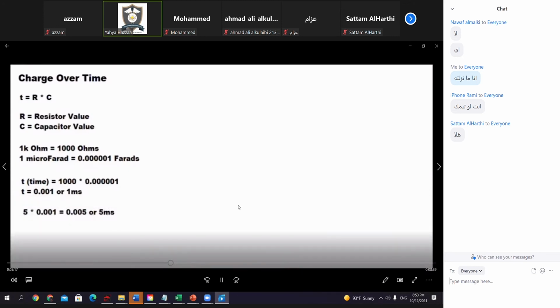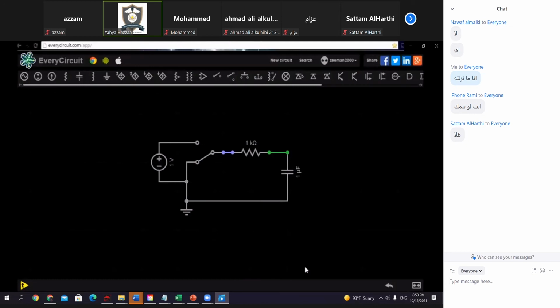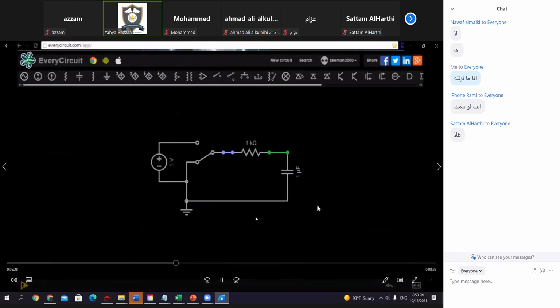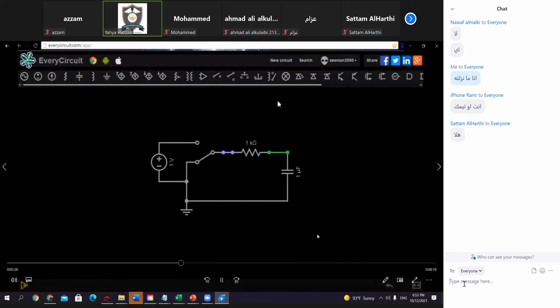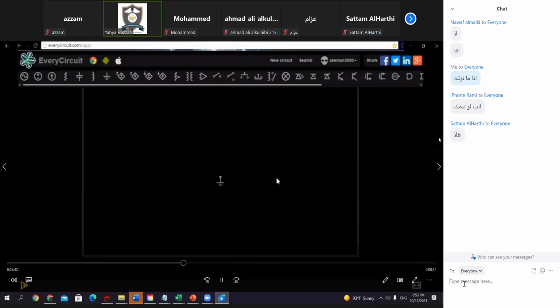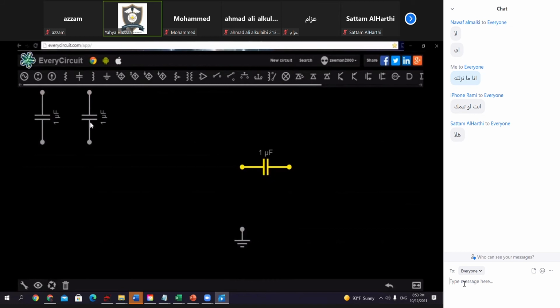Important to know this calculation so the correct value of capacitor can be selected for your circuit. Let's now look at capacitors in series and parallel circuits and see how we can calculate the total capacitance on the circuit. So we click the new circuit icon and add 3 capacitors. We will set them one after the other to create the series circuit.